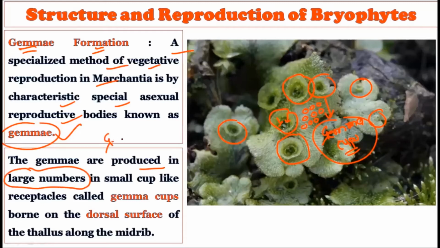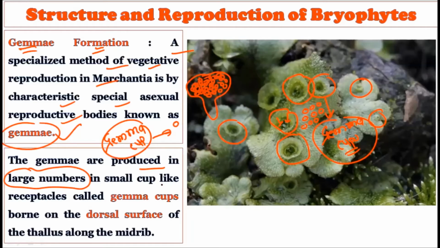Whatever gemma cups you are seeing in this particular picture, these gemma cups contain a large quantity of these gemma bodies. They form a cup-like structure like this, and inside they form many gemma bodies, just like this. Many gemma bodies are there, and these gemma bodies are responsible for vegetative reproduction in these particular bryophytes.